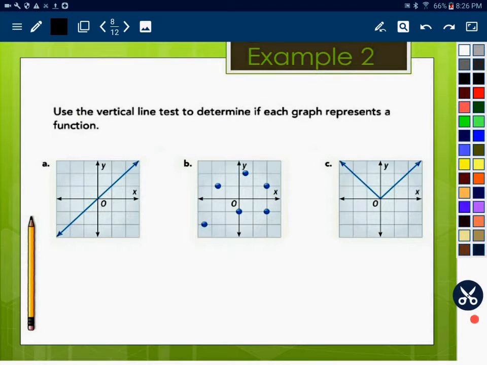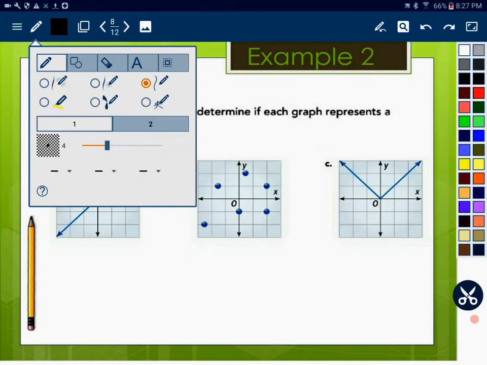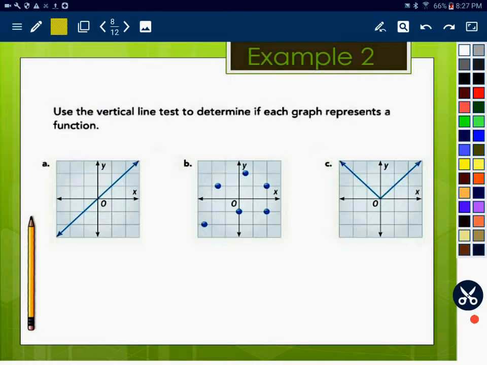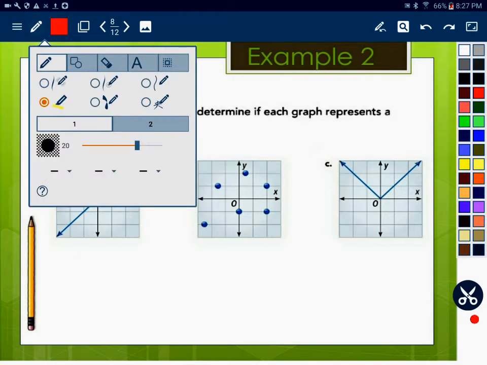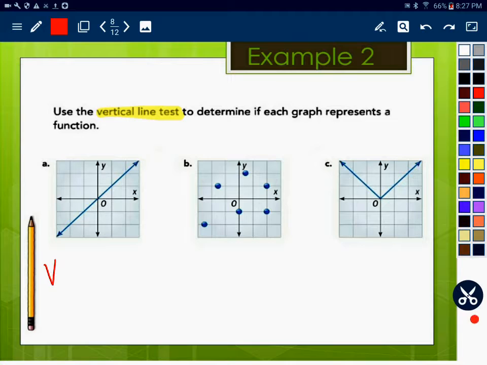Okay, so let's take a look at the second example. It says use the vertical line test to determine if each graph represents a function. Let's talk about what this question is asking us. It references a test, a vertical line test. Okay, the vertical line test, let's write this down at the bottom of our page so that we have a note on what the vertical line test is.